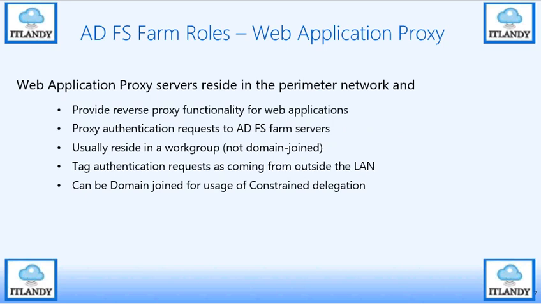And then we have the web application proxy. So first is the farm, next is the application proxy. Web application proxy servers reside in the perimeter network. We call it the DMZ. It provides reverse proxy functionality for web applications. It proxies authentication requests for ADFS farms, and usually resides in a workgroup, non-domain joined. So we mentioned earlier the ADFS farm needs to be domain joined, but the web application proxy does not require that. It can be domain joined if you are planning to use constrained delegation, which we'll cover later on, what it does mean.